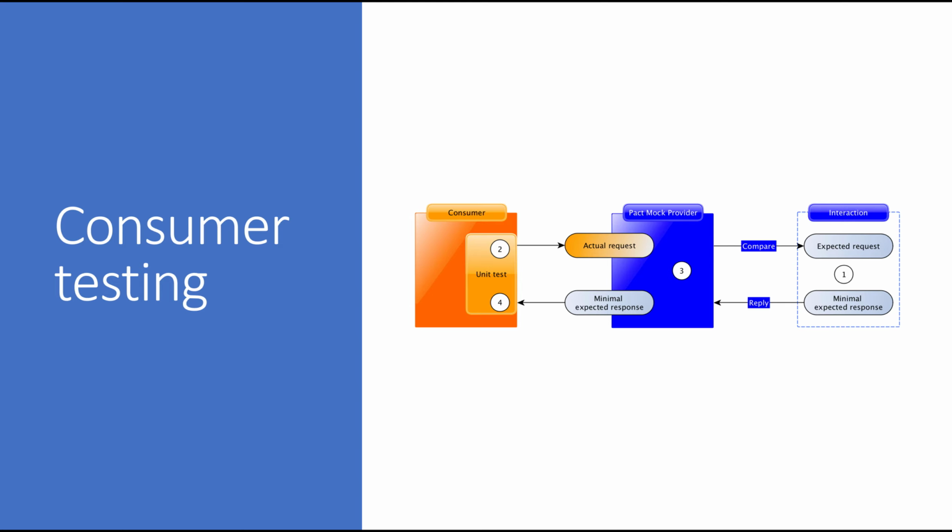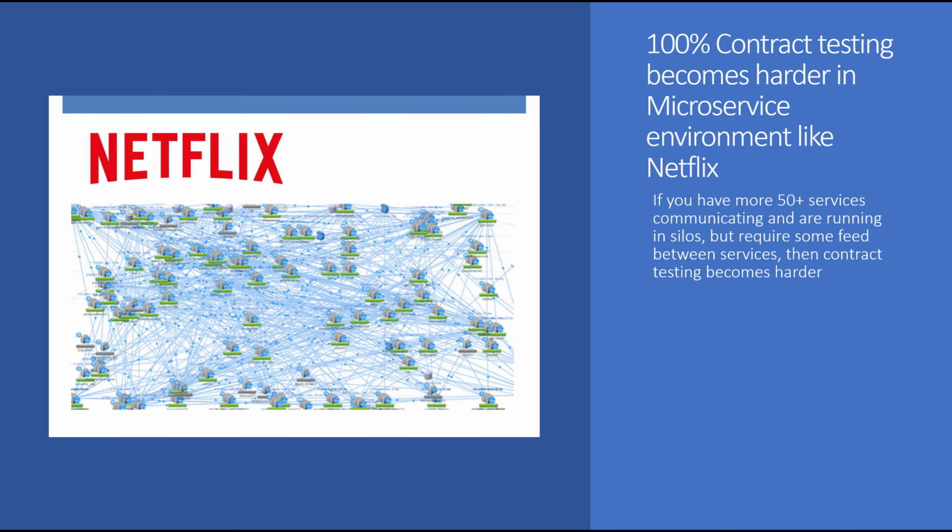But if you look at how robust contract testing can be applied in any company within a given time frame, 100% contract testing becomes harder in a microservice environment like Netflix, as you can see here. If you have 50 plus or 500 plus services communicating and running in silos but requiring some feed between the services, then contract testing becomes harder, even though you still need to implement it, because it's very hard to see how these services are communicating.